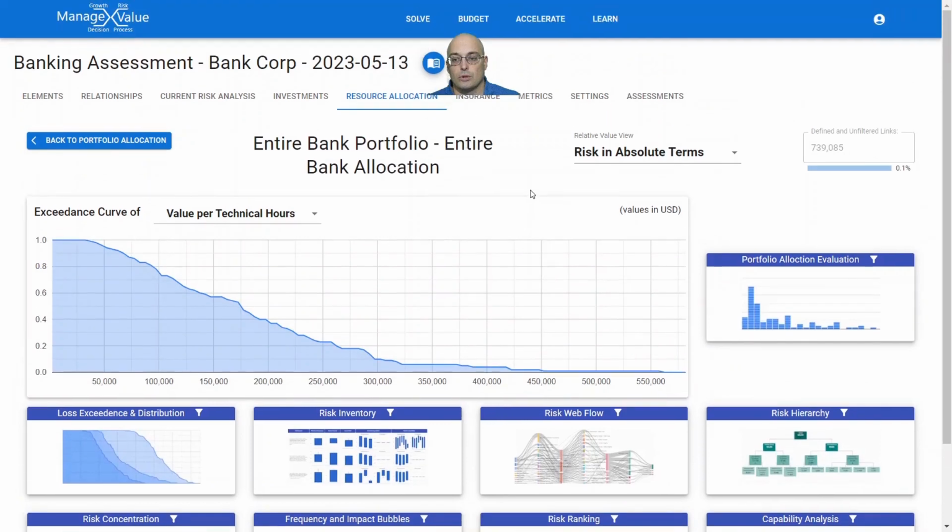So overall, the portfolio management and the resource allocation capability is one of the most important purposes and objectives of the ManageXValue risk mitigation platform, because we want to enable our clients to get the biggest bang for their buck and really maximize the risk mitigation benefits they can achieve with the available resources they can allocate to risk mitigation investments.